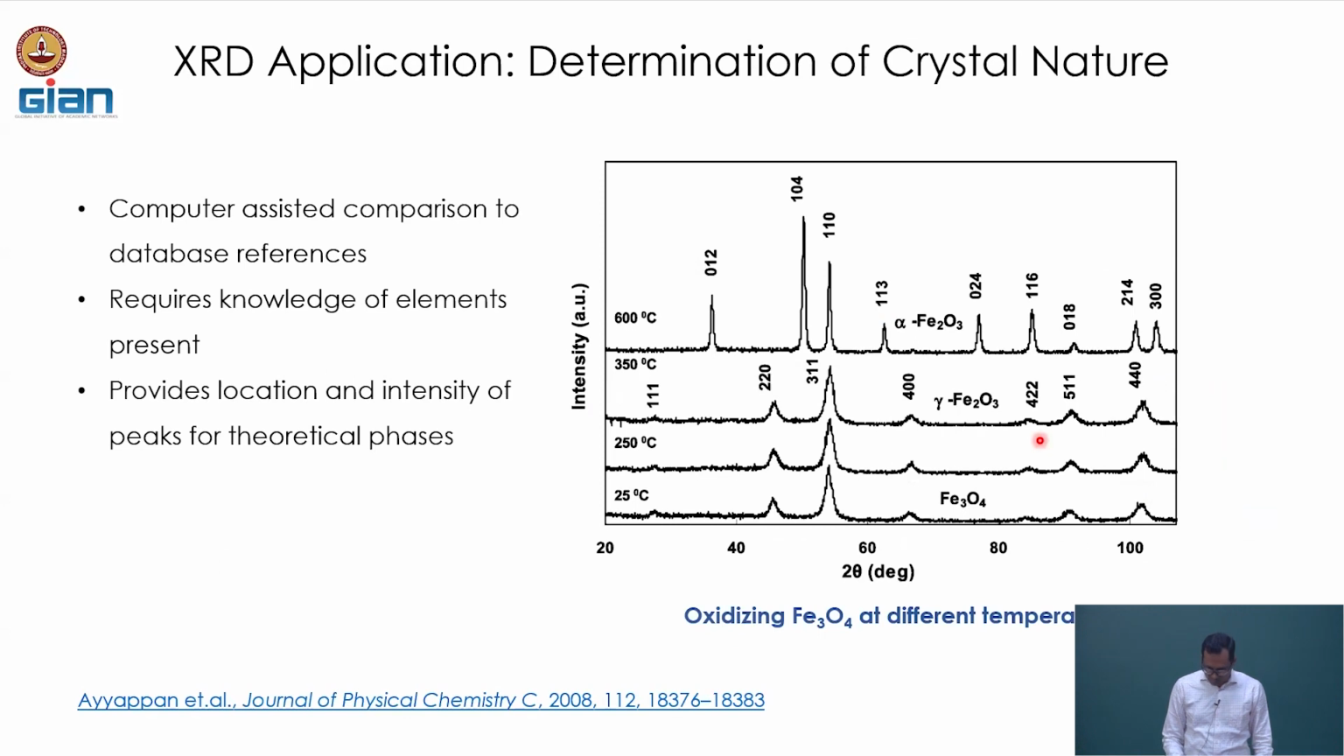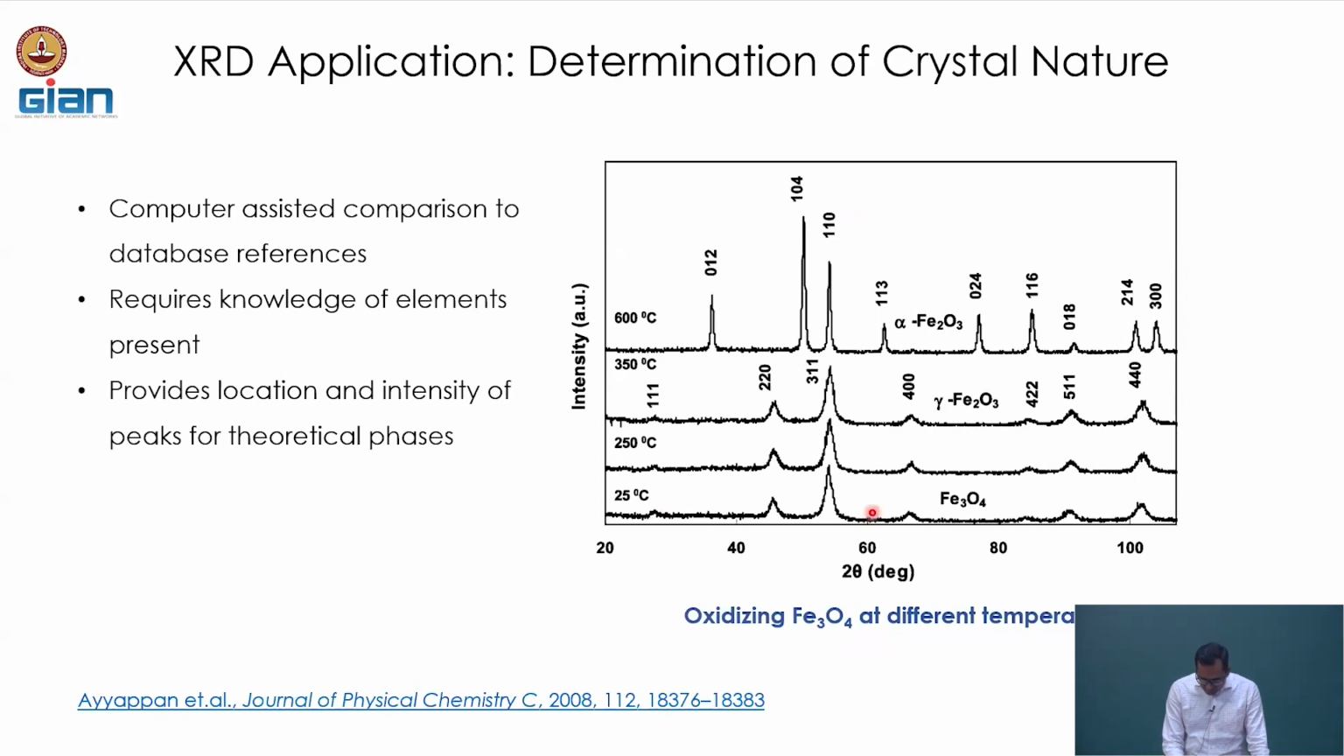Okay, and here is an example where we have the X-ray diffractograms presented as the intensity of the peak versus the 2 theta, and what I am showing here is a magnetite phase, which is Fe3O4, which has been oxidized at different temperatures. What we are going to follow is how the different oxidation temperatures convert the magnetite phase to the other oxide phase of the iron.